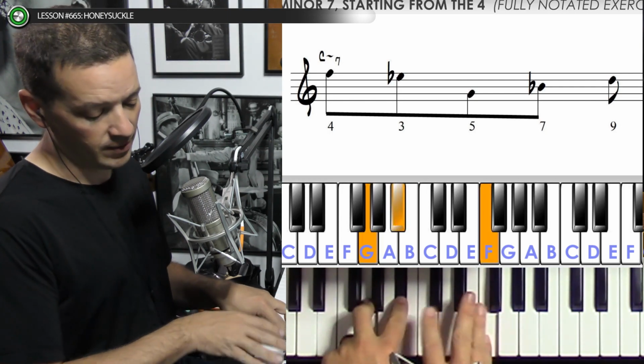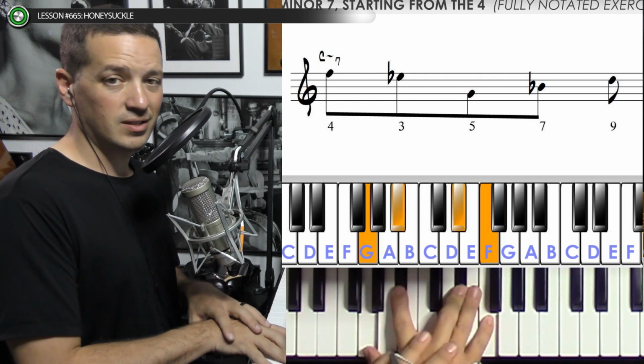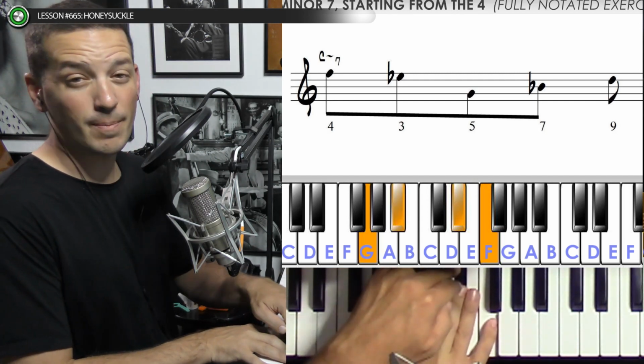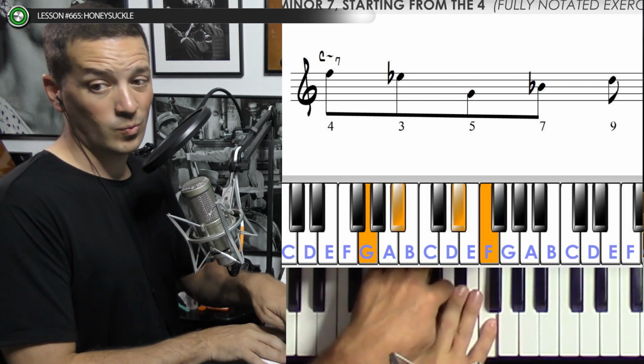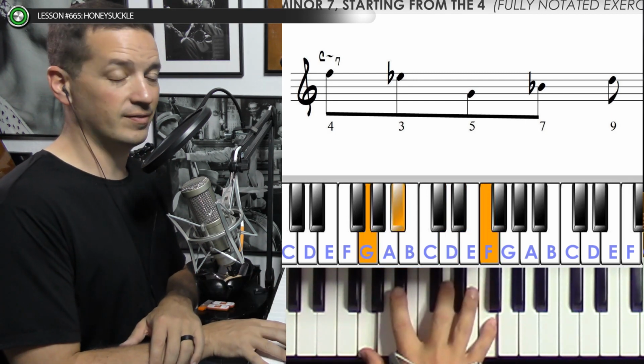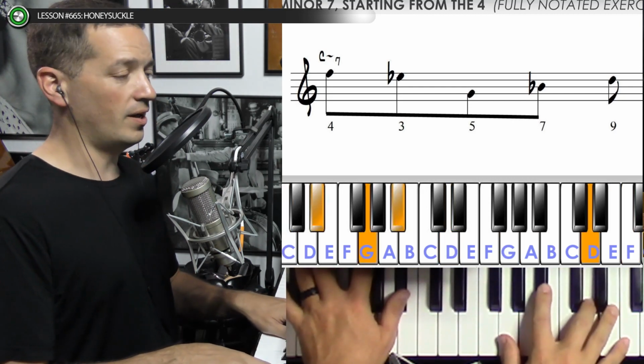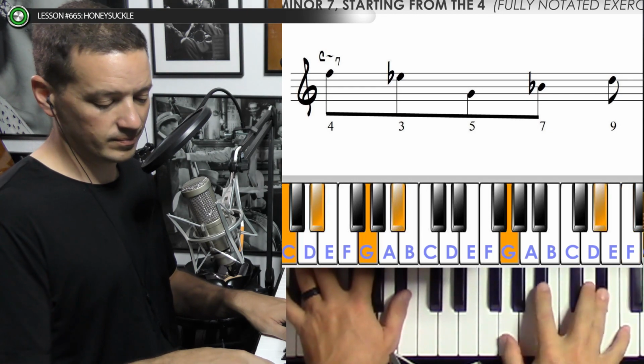And we're playing the 4 to the 3 to the 5 to the 7, and the last note's gonna be a half step below where your 3 was, right there. That's gonna be the 9 or the 2. So 4, 3, 5, 7, 9. That's what you would play on a C minor 7.